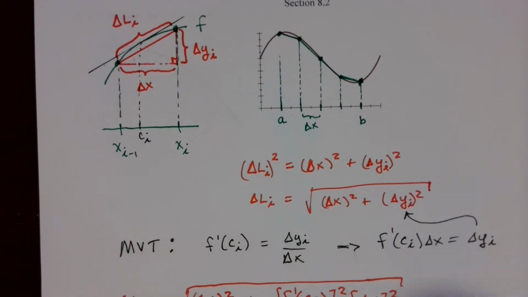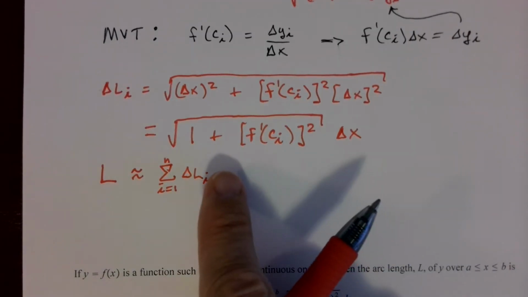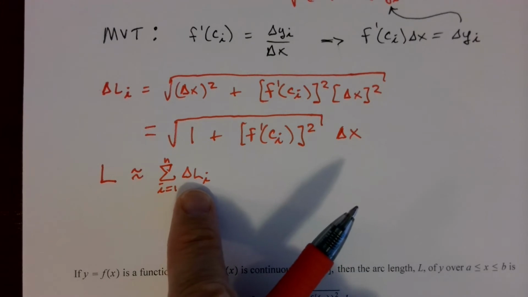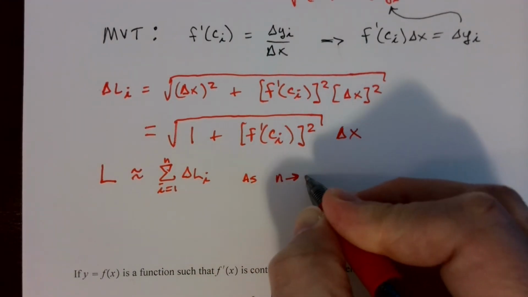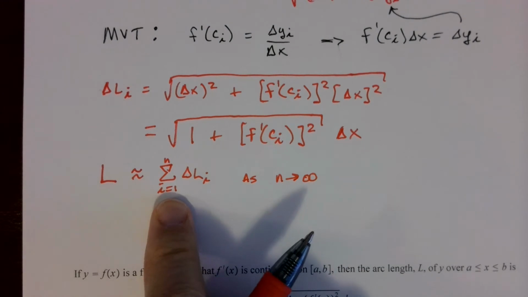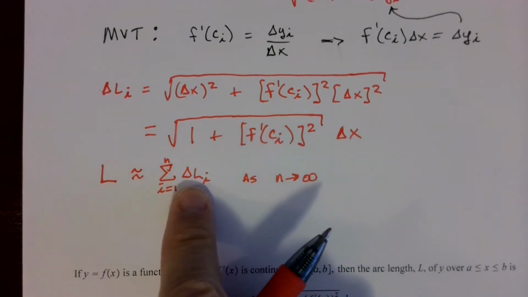For i equal 1 to n. So for each arbitrary arc length, we will find an estimate by the length of that line segment. Okay, so what happens then as n goes to infinity for this? What do we have here? Just take this stuff and stick it in there.